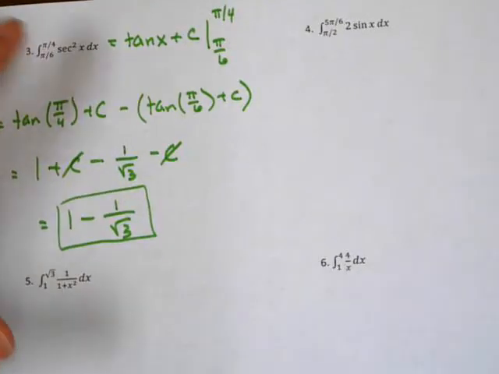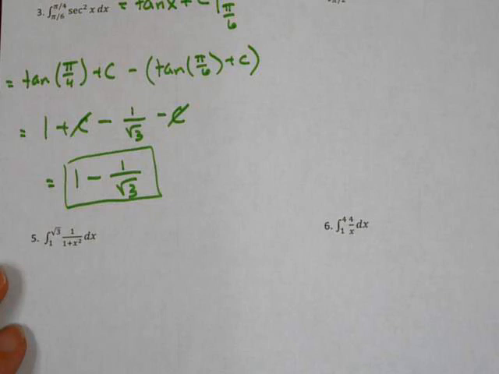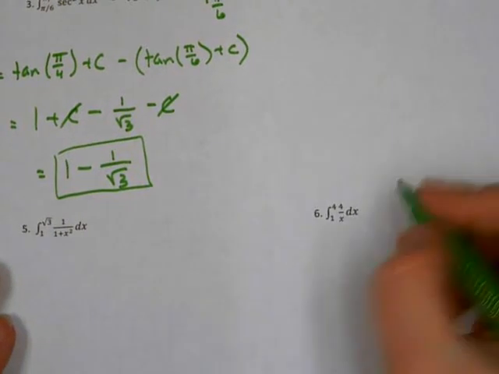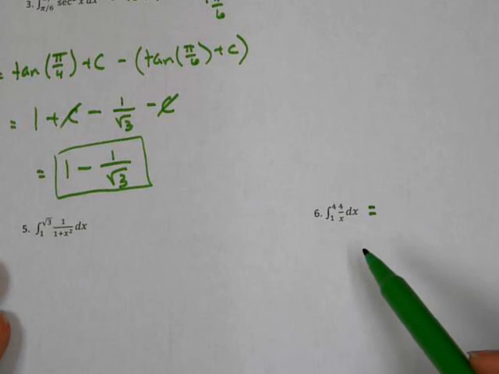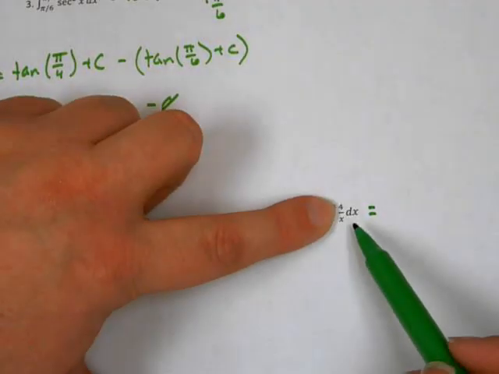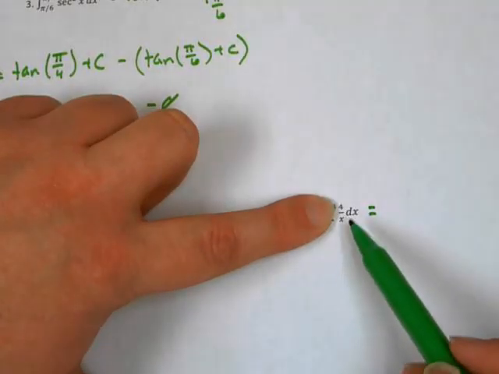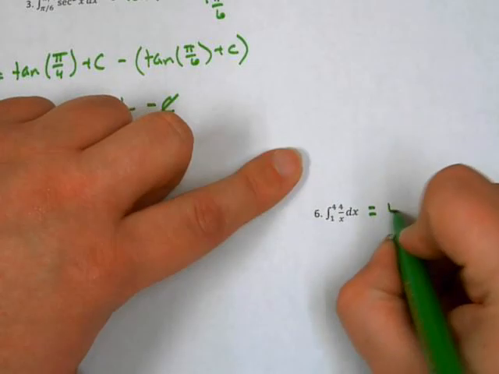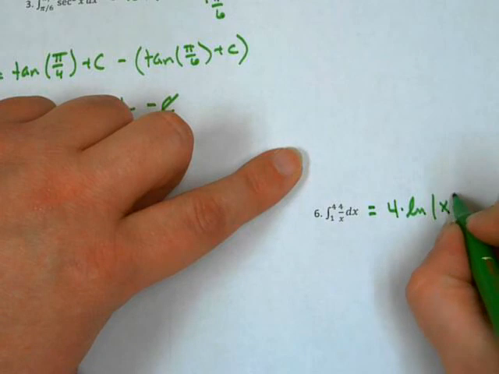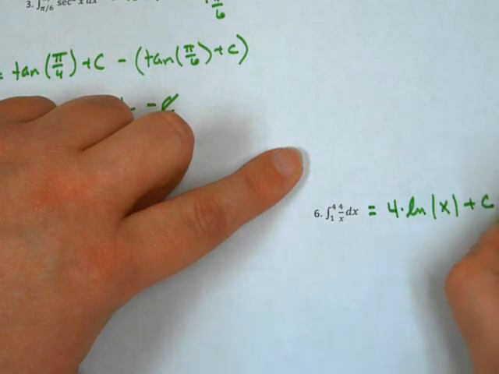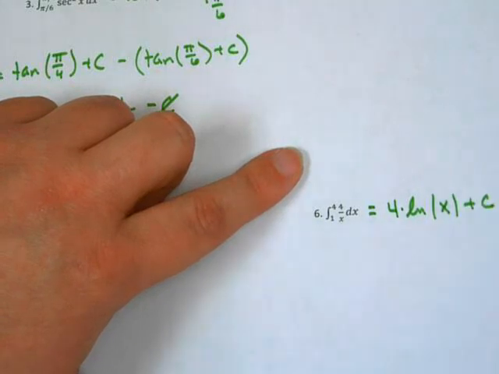Okay, one more that I want to do, I want to jump to number 6. This is one that we kind of already looked at in class when we did some of our antiderivative rules. So if we want the antiderivative of 4 over x, we should know that that is 4 times the natural log of the absolute value of x plus c. And we're going to evaluate from 1 to 4.